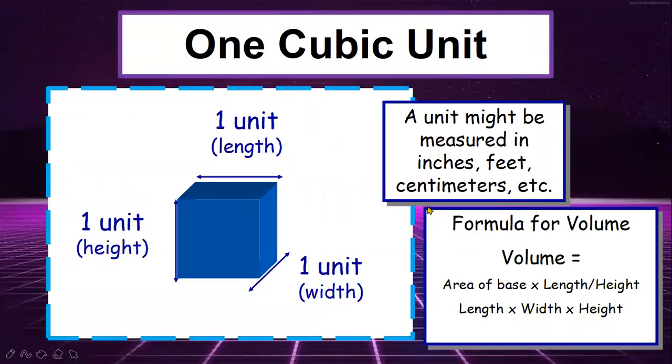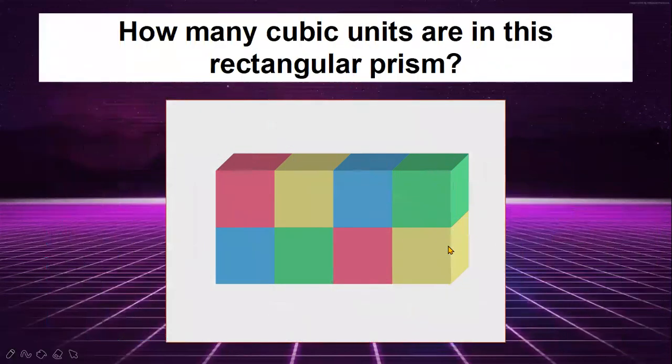Here is our 1 unit cubic or 1 cubic unit. Once again, this area right here is our height, and also length and width. Okay, all of these are 1 unit. It does not say centimeter or meters, it only says unit, so it can be any.